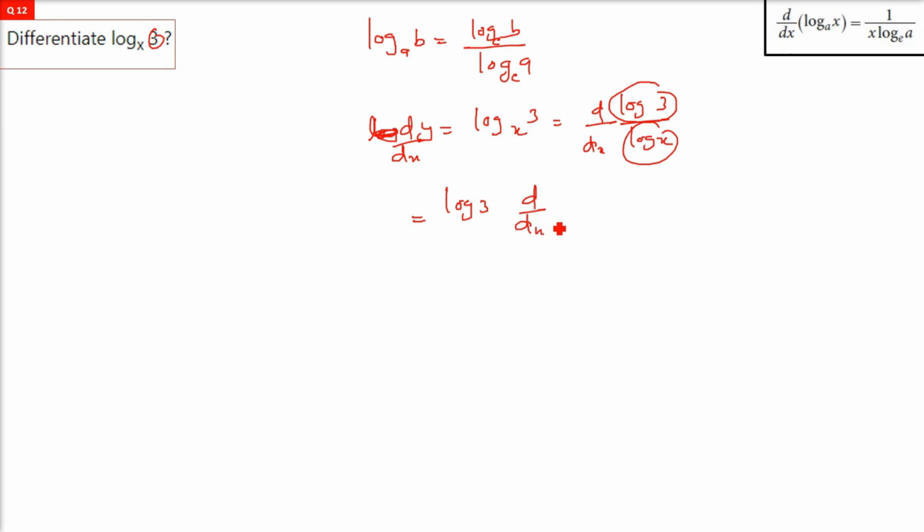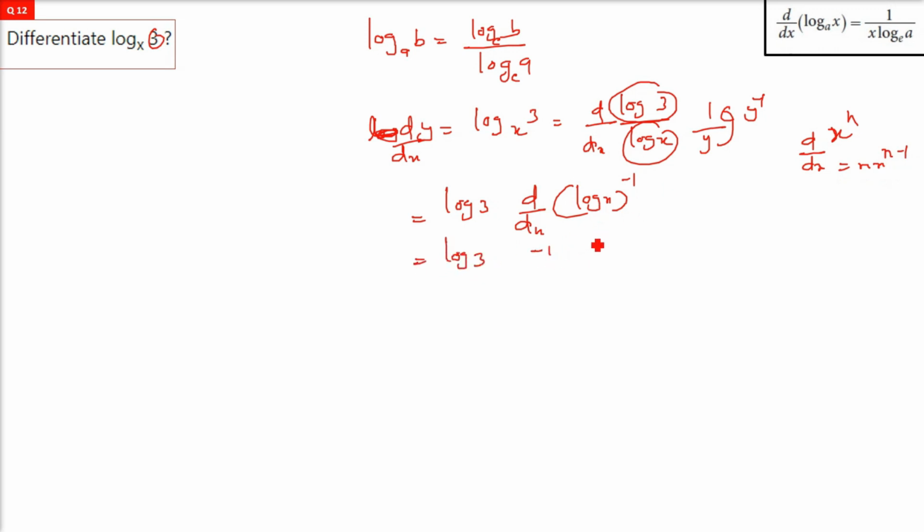Then d by dx of log x, now you can just assume it to be some z or y. When it goes up, log x goes up, y goes up, it will be a negative power. So log x to the power minus 1. Now you just differentiate according to x to the power n. The power is negative 1 here. So n x to the power n minus 1. So you have a log 3 here.